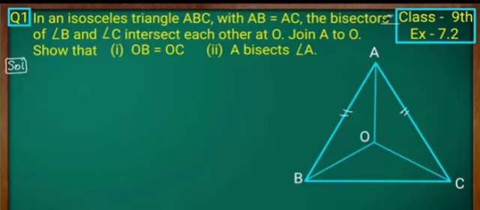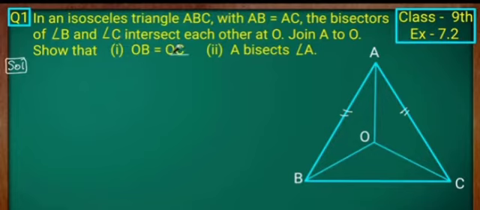Now, the bisectors of angle B and angle C intersect each other at O. So, here BO and CO, that are the bisectors of angle B and angle C, intersect each other at point O, and join A to O. Okay, then show that OB equal to OC.